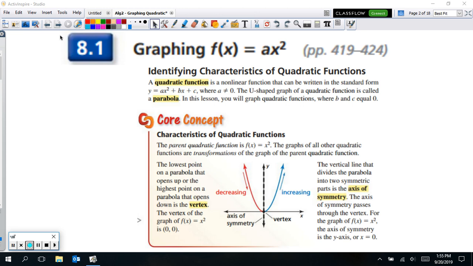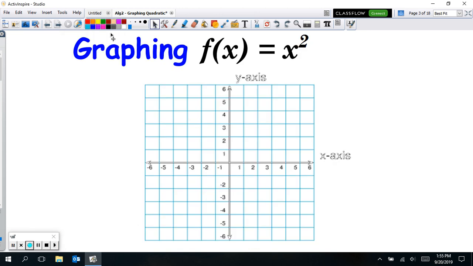All right, let's take a look at our parent function. So this here is the parent function. Let's go ahead and write that next to this one. Write parent function on your paper there. Now remember, the parent function is the most basic function. It's basically like the original function. This is the original quadratic, x squared.